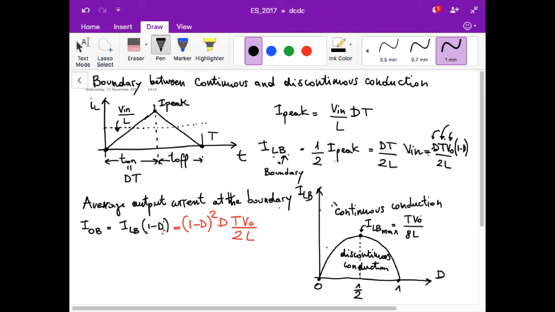Okay. Of course, we can do the same thing and plot IOB as a function of D. Of course, IOB is equal to ILB times 1 minus D. So if I plot it just qualitatively, it is almost equal to ILB when D is close to 0, and then it goes rapidly down to 0. It goes more rapidly down to 0 because it has this quantity 1 minus D to the power of 2.